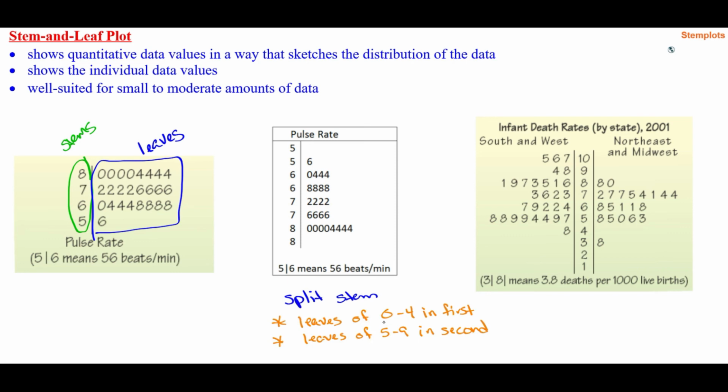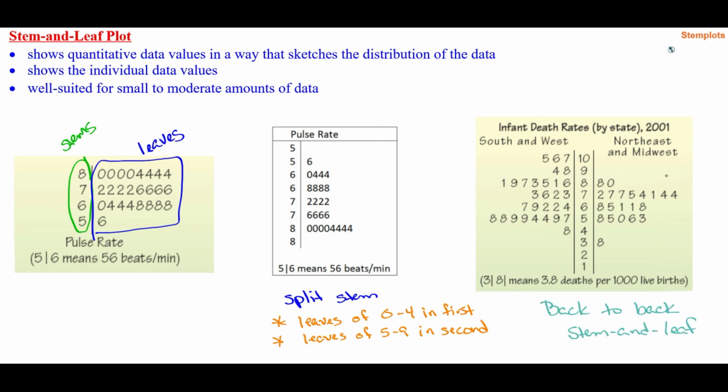So leaves that are between 0 and 4, including 0 and 4, would go in the first line. So you can see in the 60s we've got 0s and 4s. Leaves of 5 through 9 would go in the second one. So in the 60s, the only leaf we have is 8, so it's in the second line of 6s.